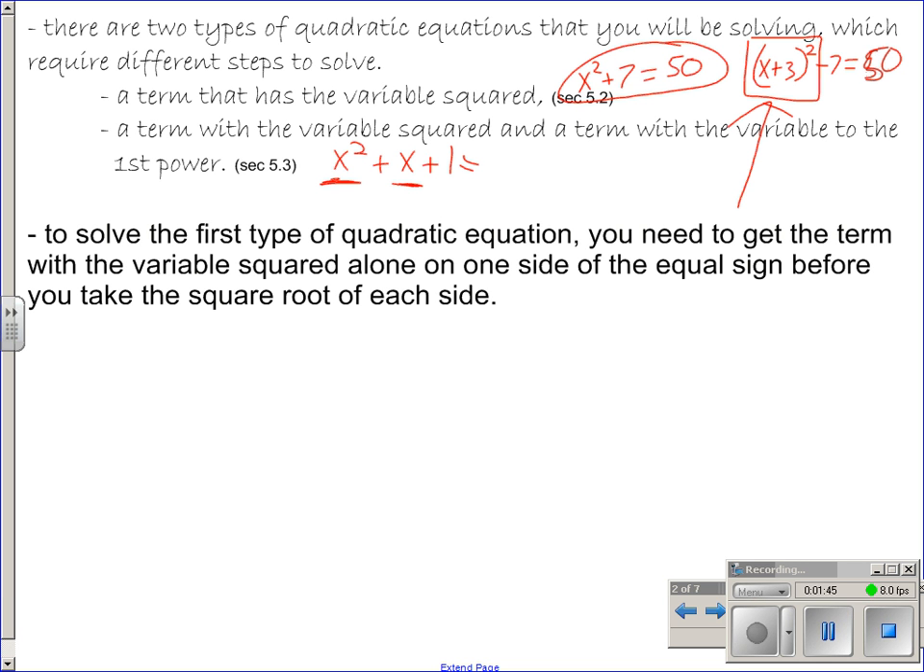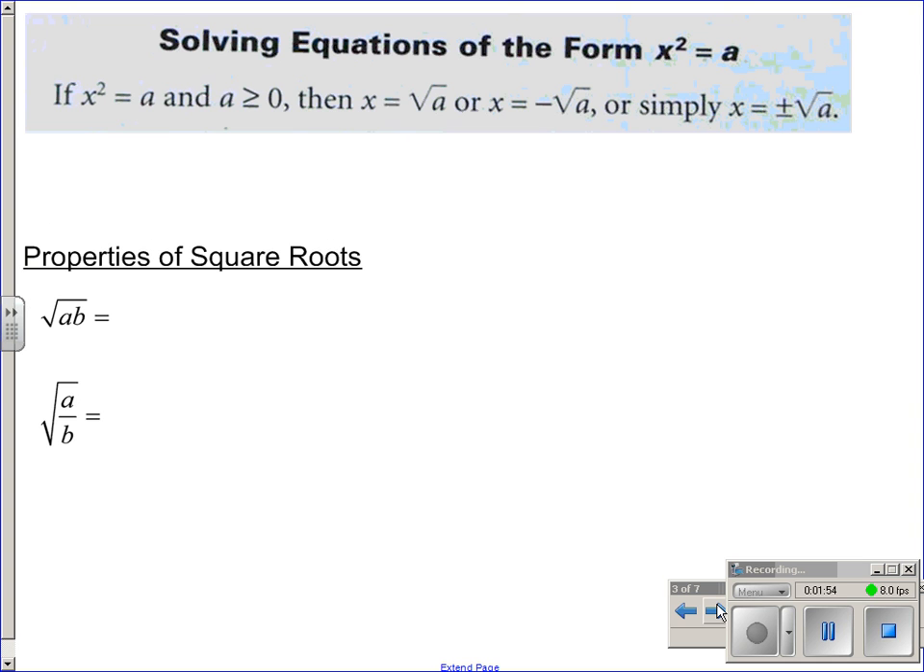To do the solving here, you need to get the term with the variable squared in it alone by itself on one side of the equal sign. Once you have that, you can use these properties. What this blue box is saying is if you have an equation where x squared equals a number, and that number is greater than or equal to 0, which is kind of important, you're going to get two answers, positive and negative square root of a.